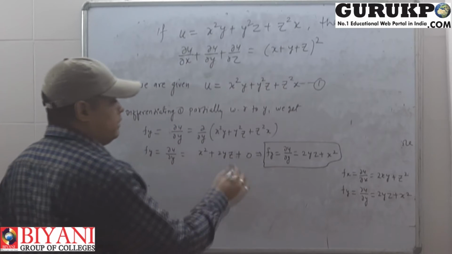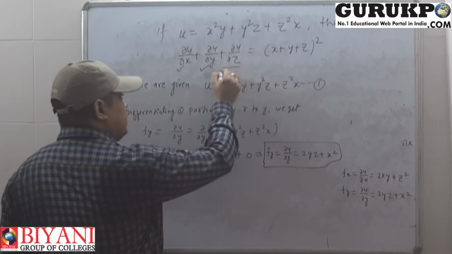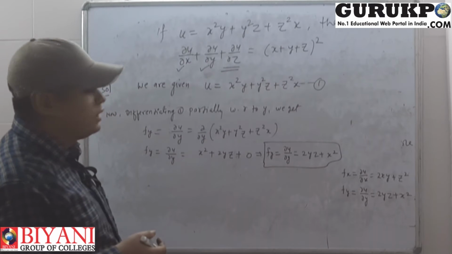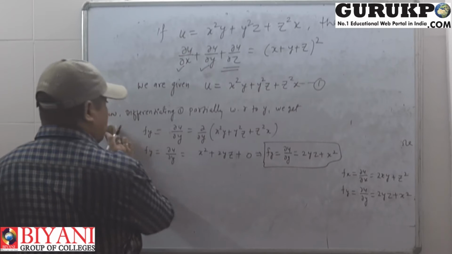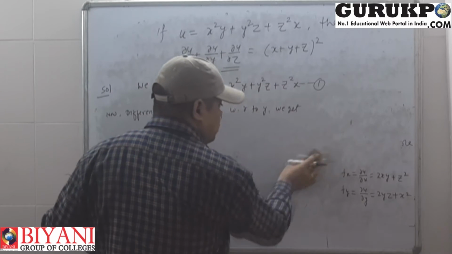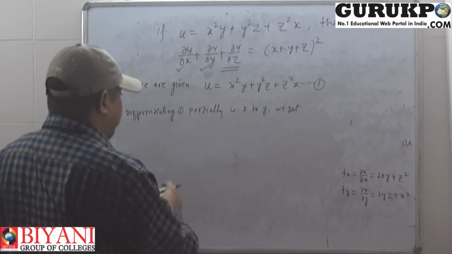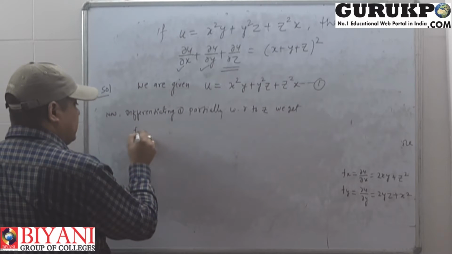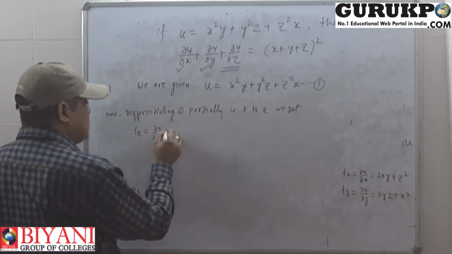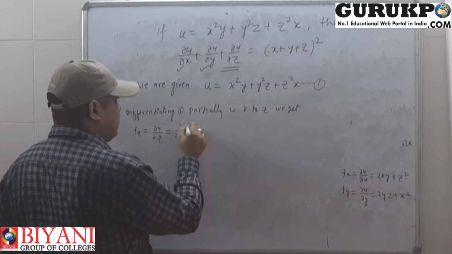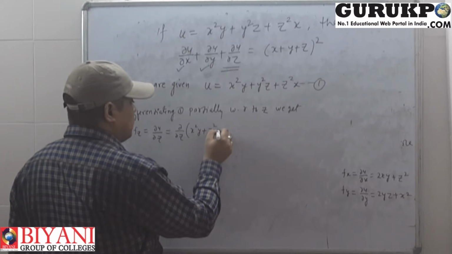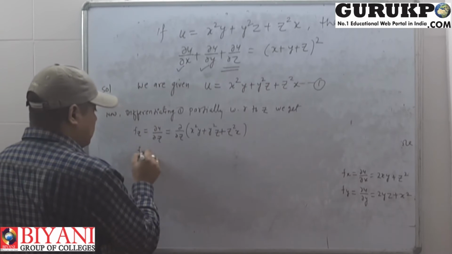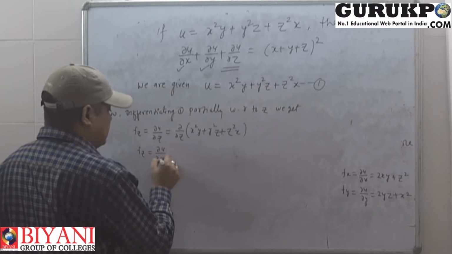And finally, we have already obtained del u by del x and del u by del y. Now we need to find del u by del z, meaning we need to find the derivative of function u with respect to z. So how will we proceed? As we already proceeded for f of x and f of y, now differentiating 1 partially with respect to z only, we get f of z, del u by del z, equal to del by del z of x square y plus y square z plus z square x, and f of z, del u by del z.